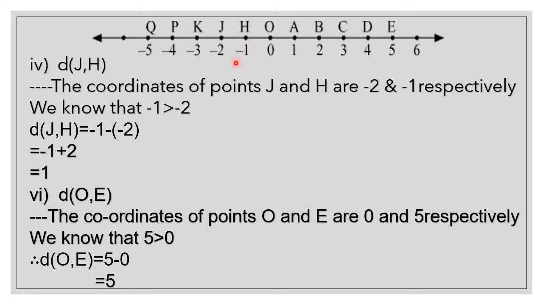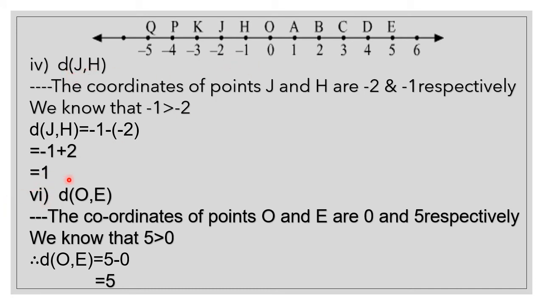Here minus 1 is greater than minus 2. So what you will do here? You will just subtract this minus 2 from this minus 1 to find out the distance between these 2 points J and H. Hence now what we will write? Distance between the point JH is equal to minus 1 minus minus 2. Hence minus 1 minus minus will be plus this 2. So in the next step you will have minus 1 plus 2 is equal to 1. Hence the distance between these 2 points J and H is 1 unit.